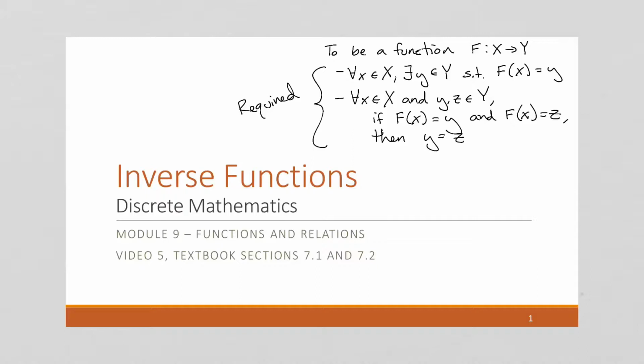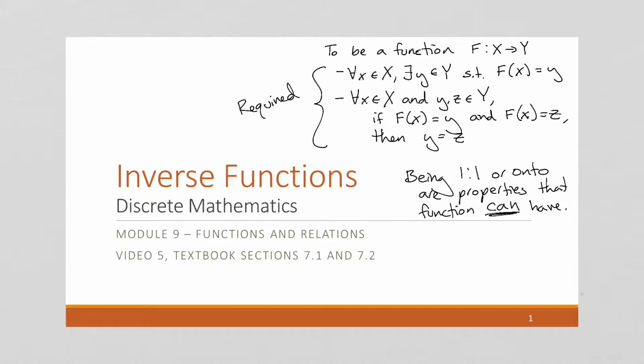And being one-to-one or onto are properties that functions can have, not that they must have. Okay, so now we're going to talk about inverse functions.